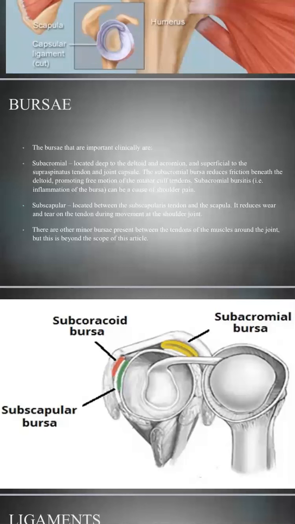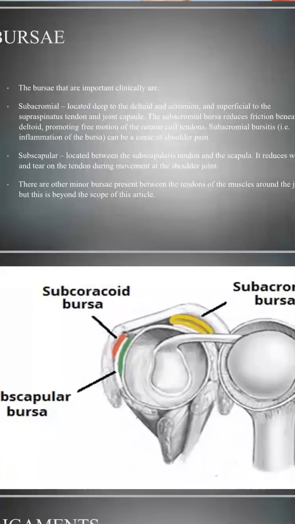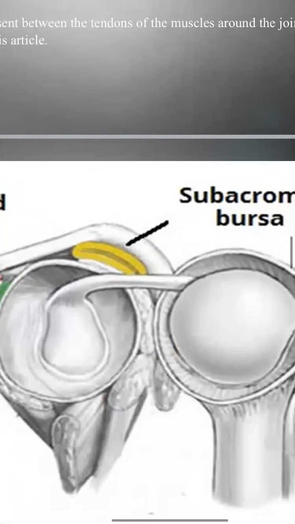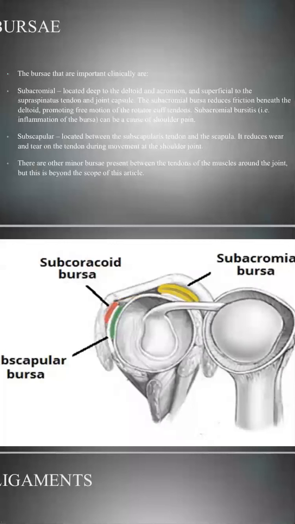The subacromial bursa. Subacromial bursa means it is present beneath the acromial process, below the acromial process, and superficial to the supraspinatus tendon. The subacromial bursa reduces the friction between the deltoid and the rotator cuff tendons, and promotes their motion.